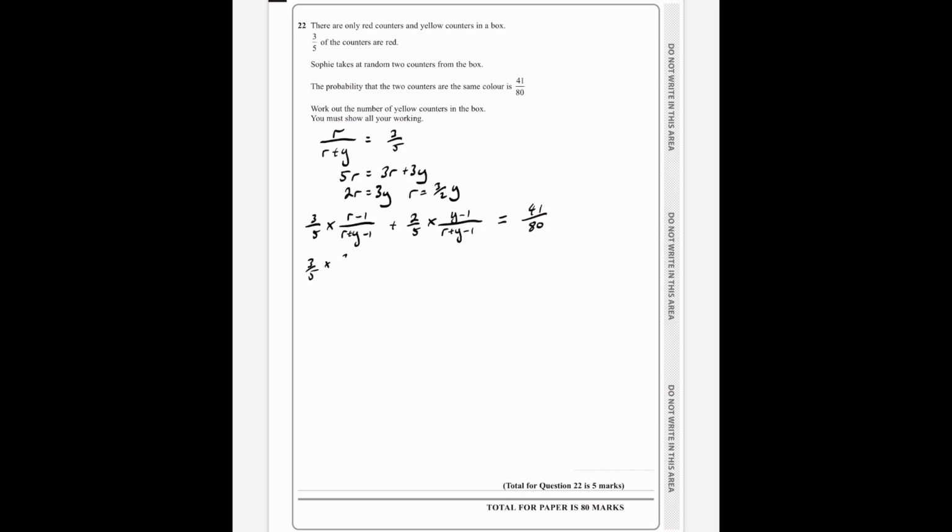It is possible to do lots of substitutions before then. You'd end up with something slightly simpler. I'm going to do all the substitutions now. So all the R's that are there, I'm now going to replace with 3 over 2 lots of Y. And now we get everything in terms of Y. The question wants us to find the number of yellow counters in the box. So if we write everything in terms of Y, that will help us do it. Then next line, again, I'm just simplifying denominators here. If you've got 3 over 2 Y plus Y, it's 1.5 Y's plus Y's gives you 2.5 Y's.